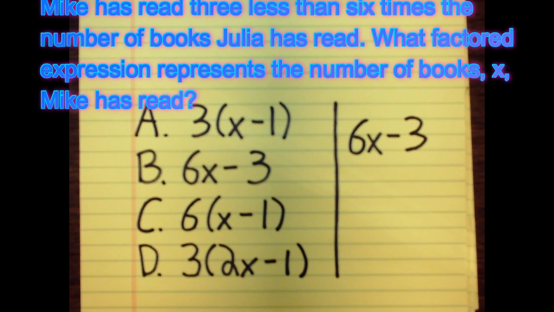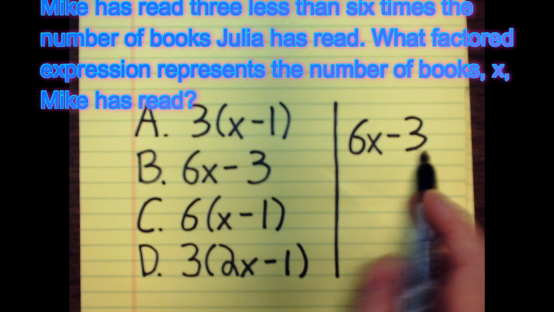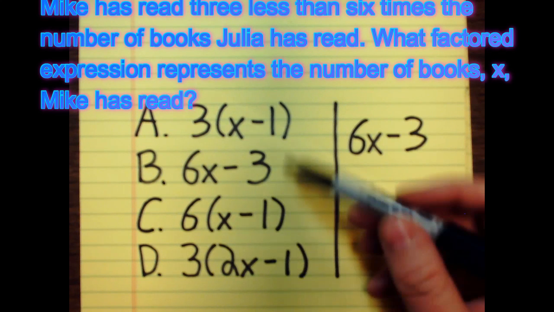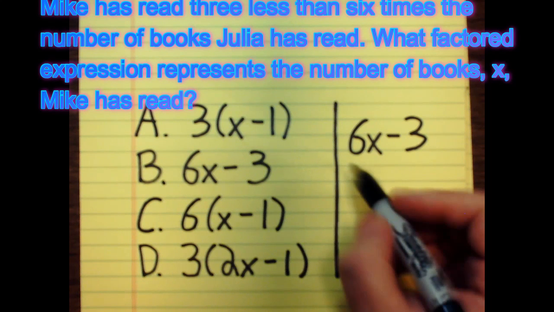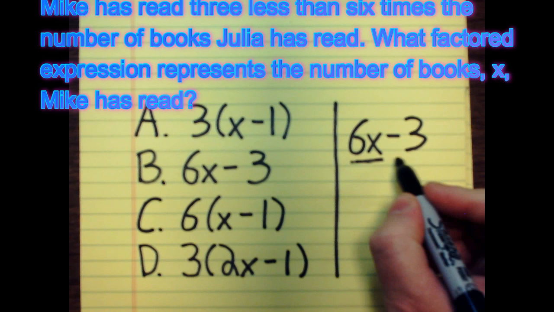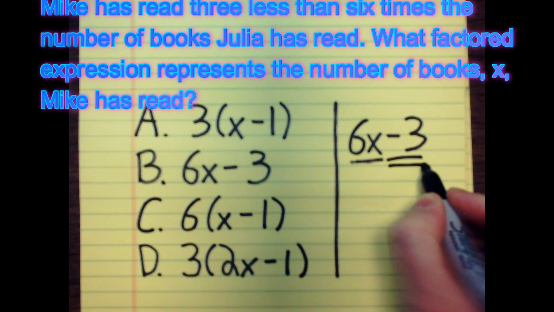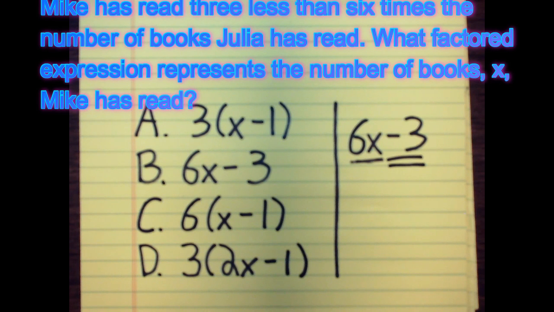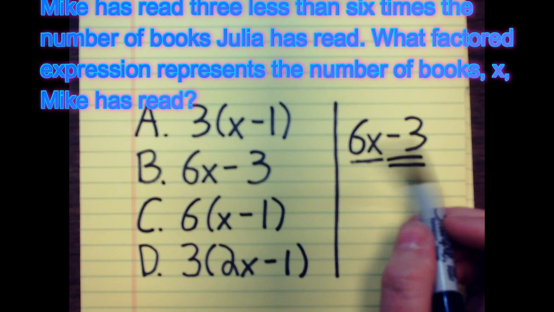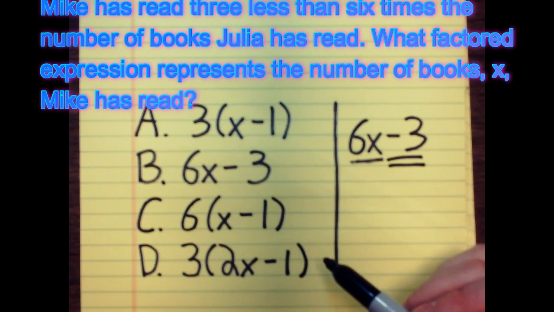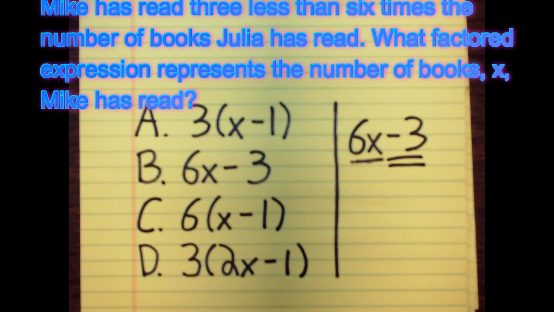So what we need to do is figure out how we can factor this in order to come up with the correct answer. If we look at 6x minus 3, we have to look at each term. One term is 6x and the other term is a negative 3. So we have to figure out what is the same in both of those. We see we have a common factor of 3, because 3 will go into 3 and 3 will also go into 6. That's what factoring means. We're going to find the greatest common factor of each term and take that out.